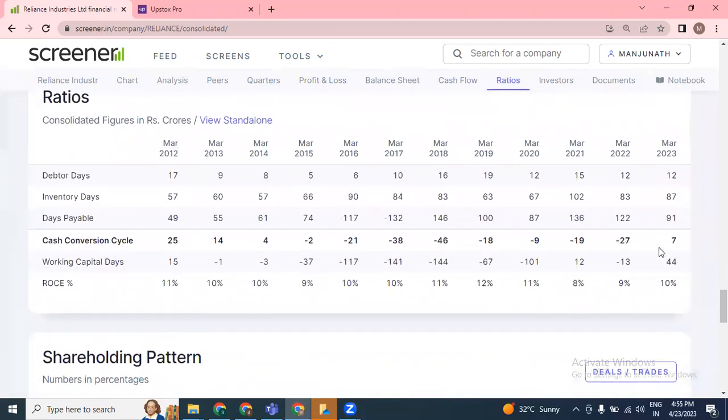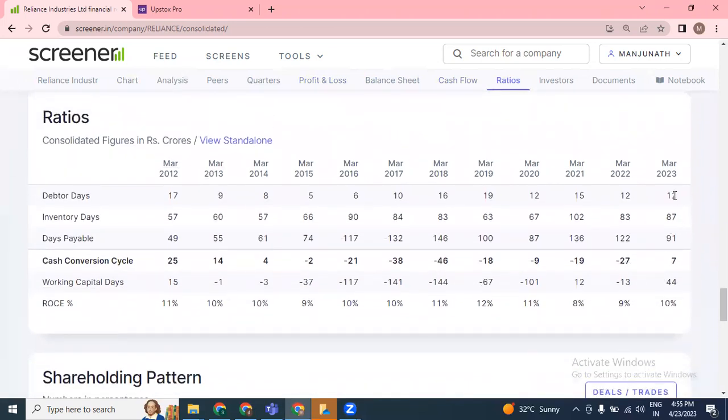Coming back to the ratios, yes, debtor days remain the same, so there is not much impact. Inventory days have increased, so this is one negative point we are looking at here. And days payable has decreased now. This is a good point. Cash conversion cycle has increased to 7 days now. Working capital days is plus 44. That's a good thing. ROC is increasing. Return on capital employed is increasing.